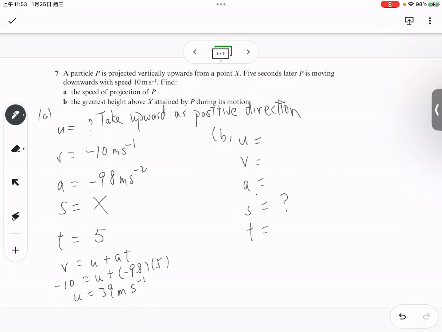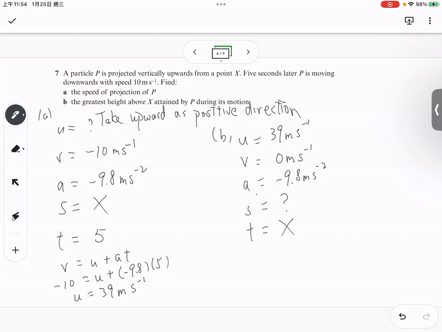And from 7A, we know that U is equal to 39 meters per second. So we write it down. Because we know that when the particle reaches the highest point, it will change the velocity from positive to negative because it will go down. That means the velocity at that moment will be 0. And then obviously we know that A is negative 9.8 meters per square second again.